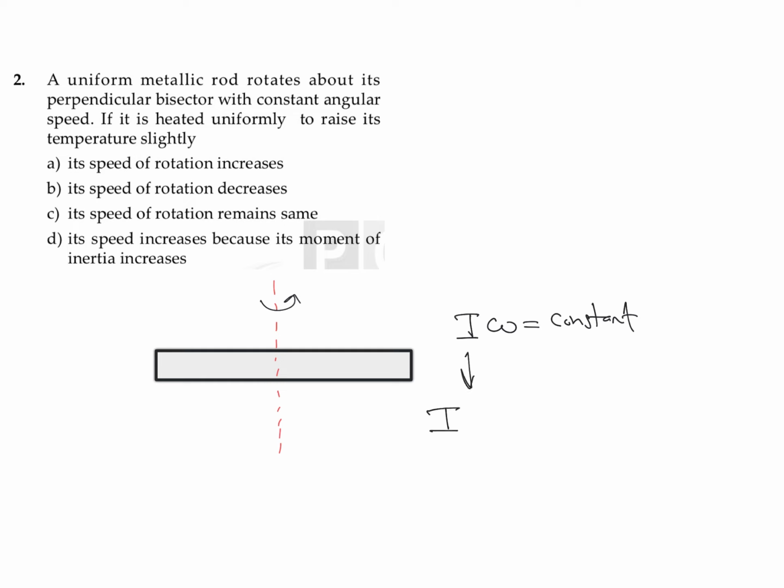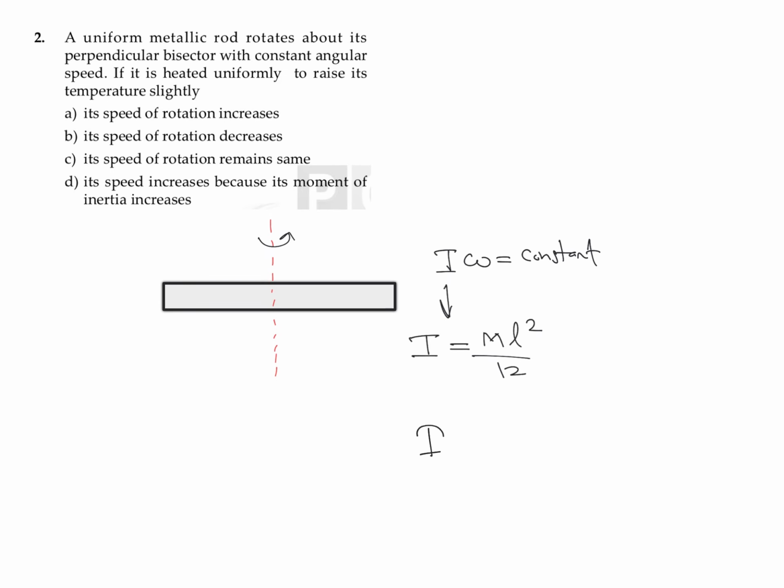The moment of inertia is going to change, because the moment of inertia of a rod is ml square by 12, and as we increase the temperature, this L is going to increase. So as the length increases, the moment of inertia will increase. As the moment of inertia increases, since I into omega should be equal to a constant, the value of omega will decrease.